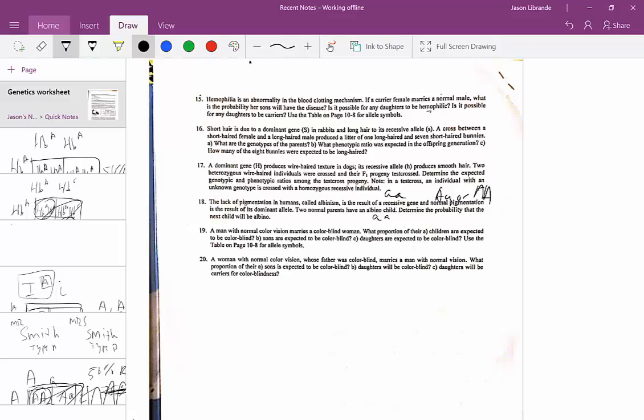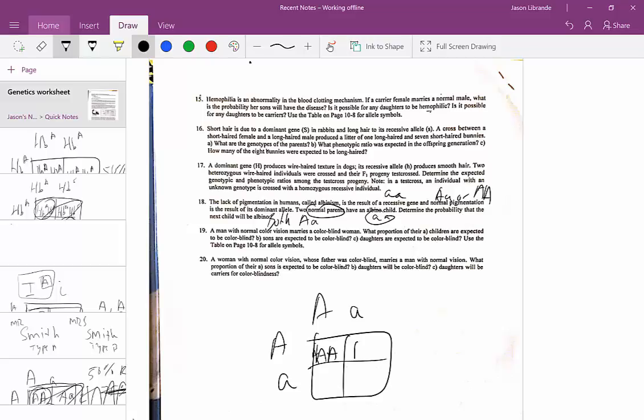So we have 2 normal parents, and we got an albino child from that. So both parents must be heterozygotes, or carriers. Let's do the Punnett square. So it looks like there's a 25% chance of being albino. It's pretty straightforward.